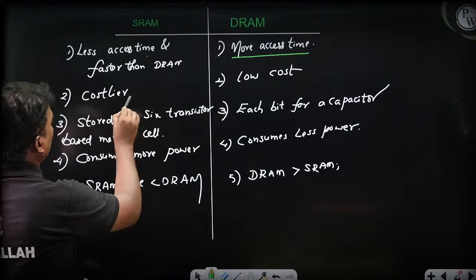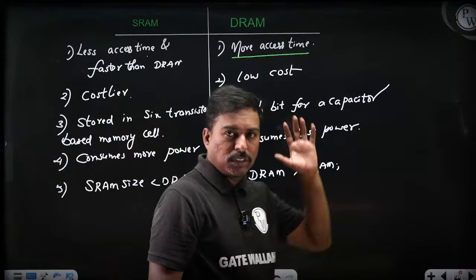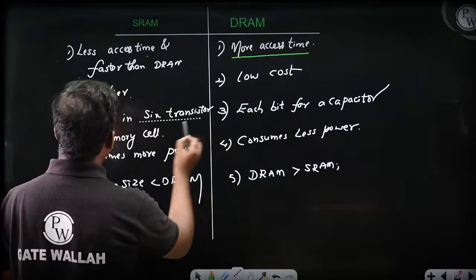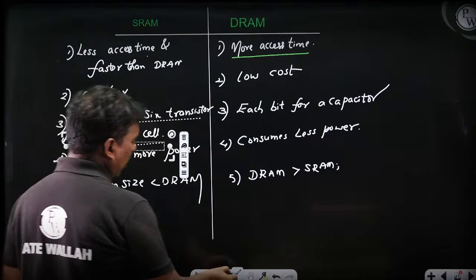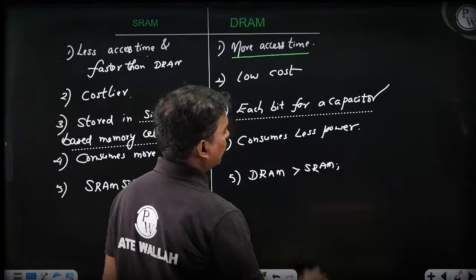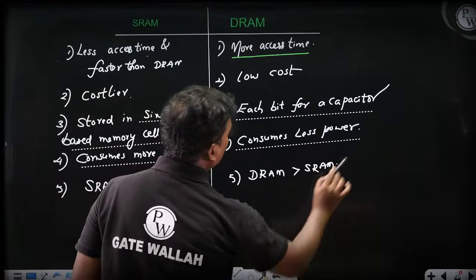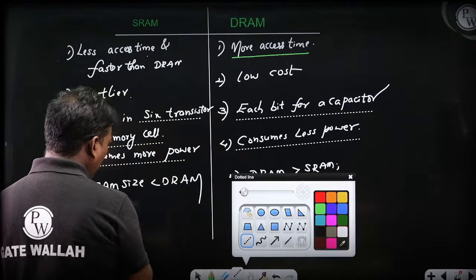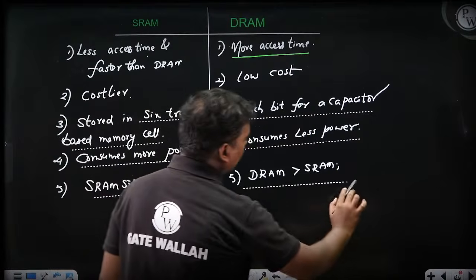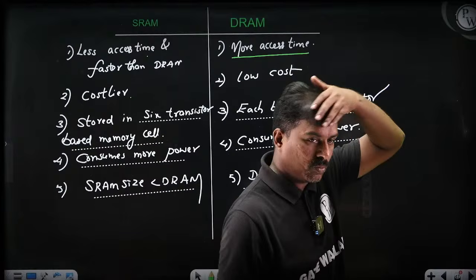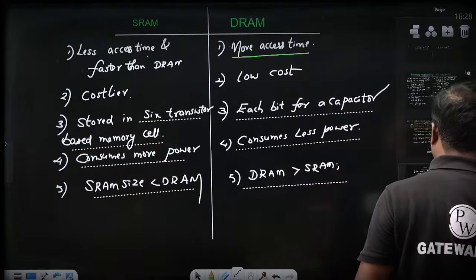SRAM is costlier and DRAM is low cost. SRAM is stored in a 6 transistor based memory cell, and DRAM uses a capacitor for each bit. SRAM consumes more power, DRAM consumes less power. SRAM size is smaller than DRAM, DRAM size is more than SRAM. Please make a note of these points.